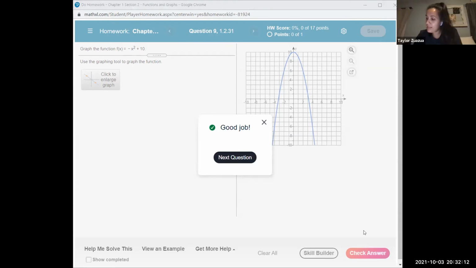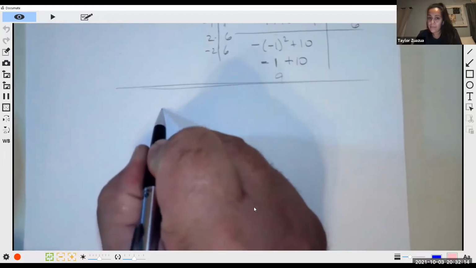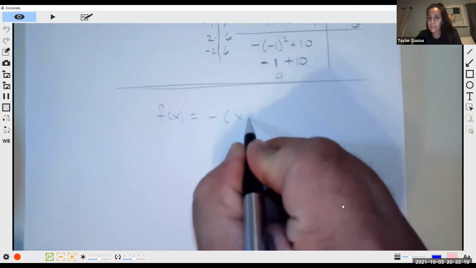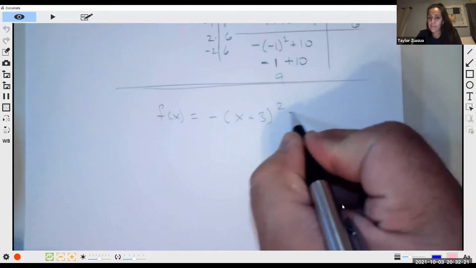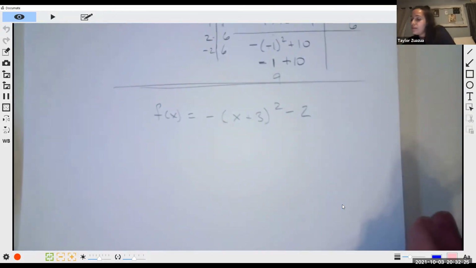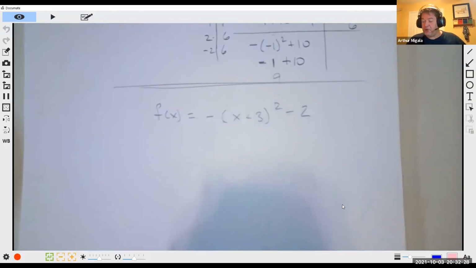Yeah, I would notice that. Okay, so, from chapter 2, what can you tell me about this graph?